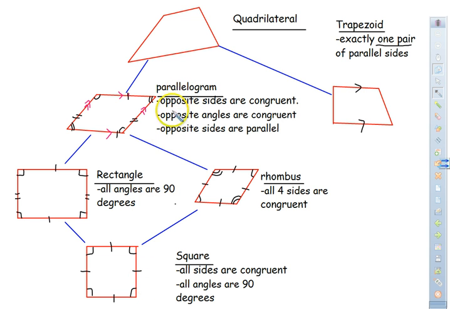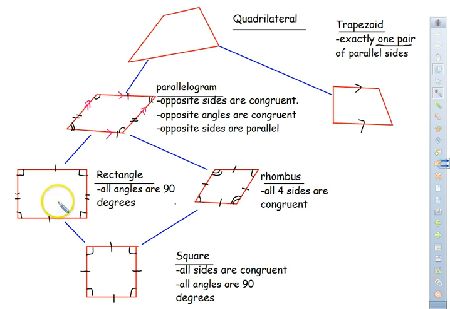So, parallelogram. We look at this square. Can we call this square a parallelogram? Again, opposite sides are congruent, opposite sides are parallel, and opposite angles are congruent. So yes, you can call this a parallelogram. Can we call this square a rectangle? The characteristics of that again are opposite sides congruent and parallel. Yes, they are. Do all the angles have 90 degrees? Yes, so we can call this a rectangle.